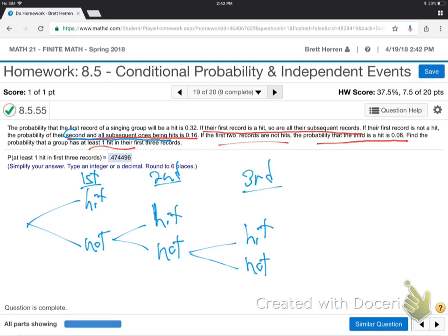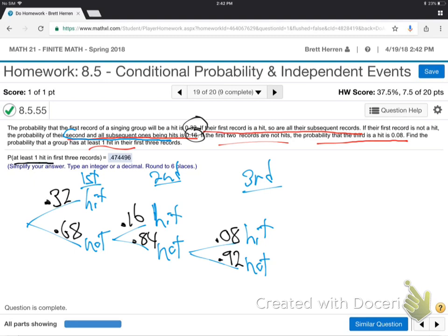Okay, so what are we doing here? Let's do the probabilities. It says the probability that the first record is a hit is 0.32. So that's 0.32. Not a hit, subtract from 1, you get 0.68. Remember, they have to add up to 1. Second one is 0.16, be a hit. The rest would be 0.84. The third one, 0.08, that'd be 0.92. They always have to add up to 1, right? Always subtract from 1.